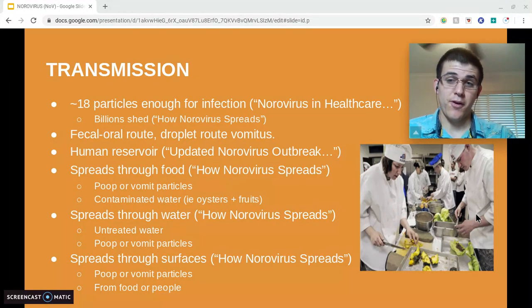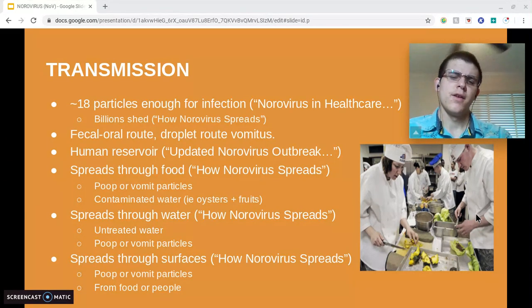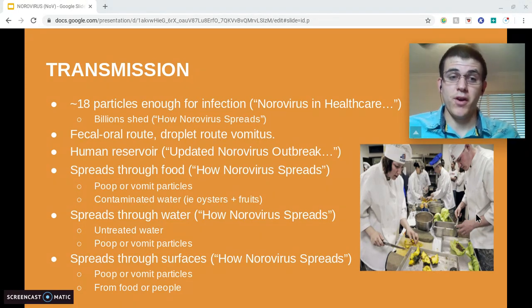Human reservoir. So as we talked about before, there are three genogroups that affect humans. So if we're talking about human noroviruses, which are in the genogroups 1, 2, and 4, that's going to have only a human reservoir. So the virus, as we said before, spreads through food. So we've already talked about botulism as a foodborne illness.